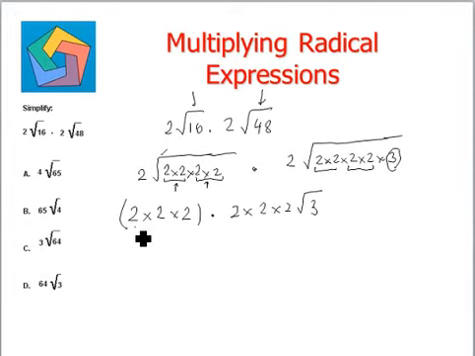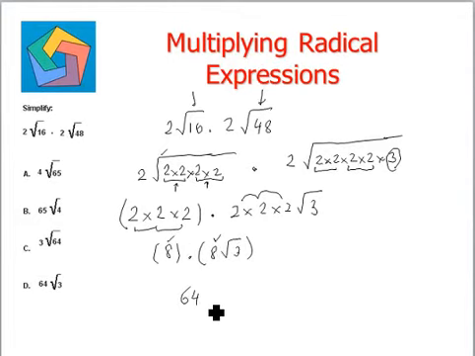2 times 2 times 2 is 8, times 2 times 2 times 2 is 8 square root of 3. Now we'll multiply the terms outside the radical, that is 8 times 8 is 64, and square root of 3 as it is. This is our final answer, which can be seen in option D.